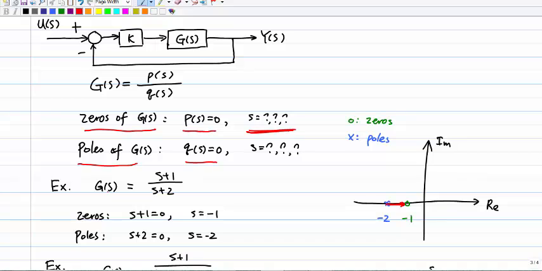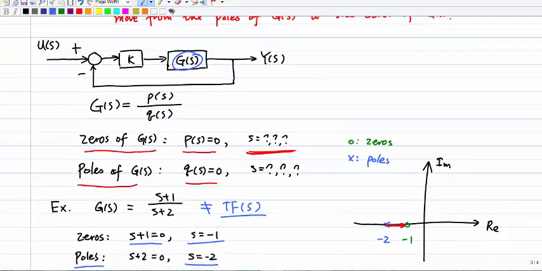For example, if I give you G(s) which is (s plus 1) divided by (s plus 2). Remember, I want to emphasize here, this is not the closed loop transfer function. This is just the open loop system, the zeros and poles. It's not the poles of the closed loop transfer function. For this one, the zero: we set the numerator to be 0, and the solution is s equals negative 1. The pole: we set s plus 2 to 0, so s is negative 2.